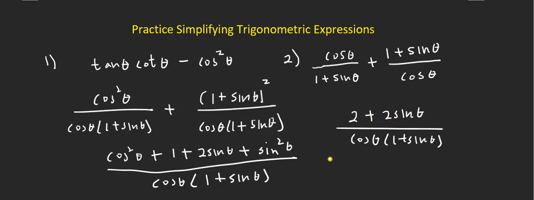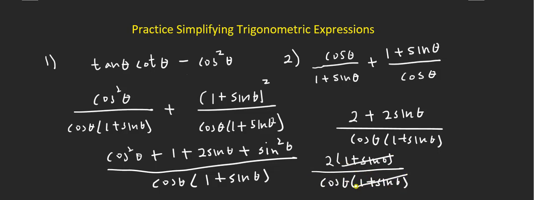And you could factor the 2 out. And guess what happens? That cancels out. You get 2 over cosine theta, which is 2 secant theta. I hope you got everything right. If not, I hope you found out where you made a mistake.